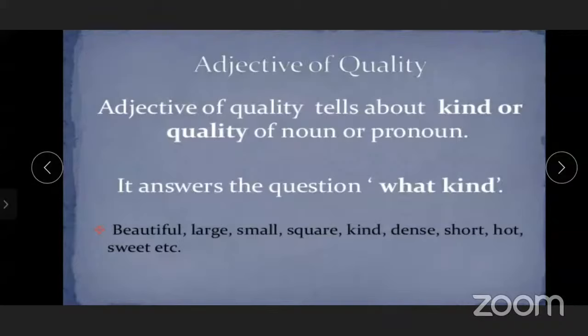Descriptive adjectives give a dull sentence an alive look or feelings. We should incorporate them into the writing in a natural way and never use them unnecessarily, to avoid overuse. It helps writers to create interest, excitement, and beauty in the sentence, and to give clarity about nouns to the reader. So these are examples of adjectives of quality: beautiful, large, small, square, kind, dense, short, hot, sweet, etc. These are the words which show adjectives of quality.